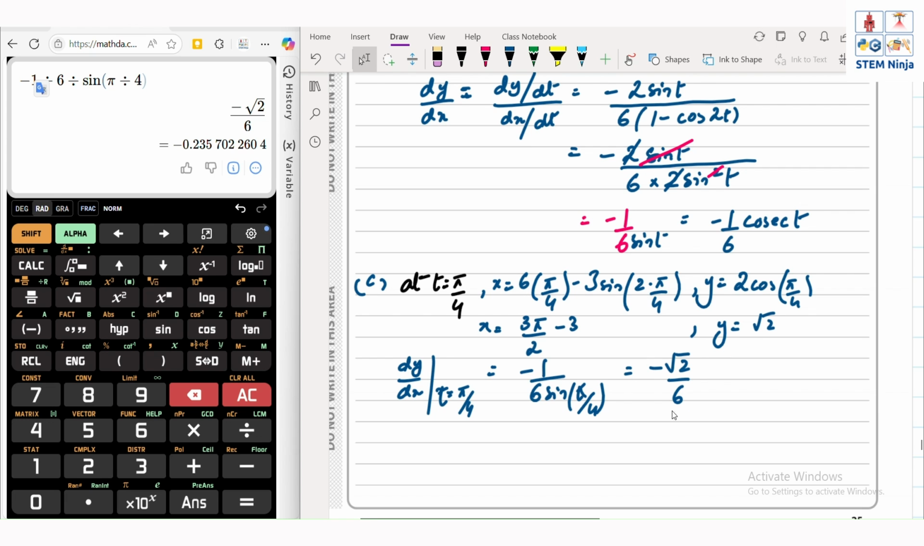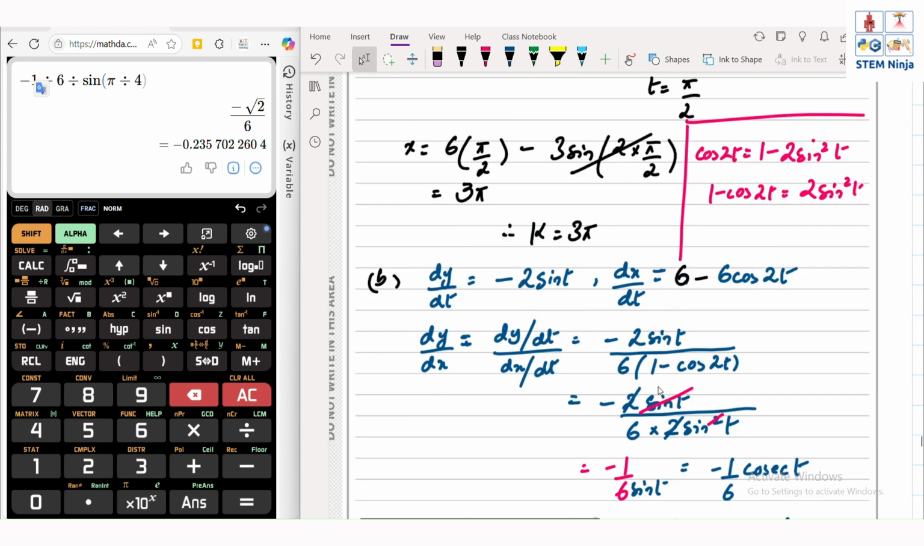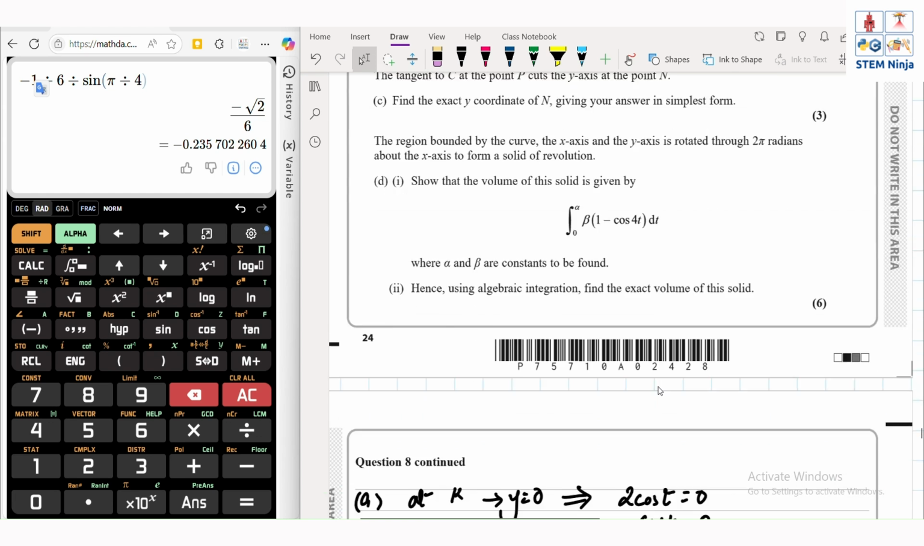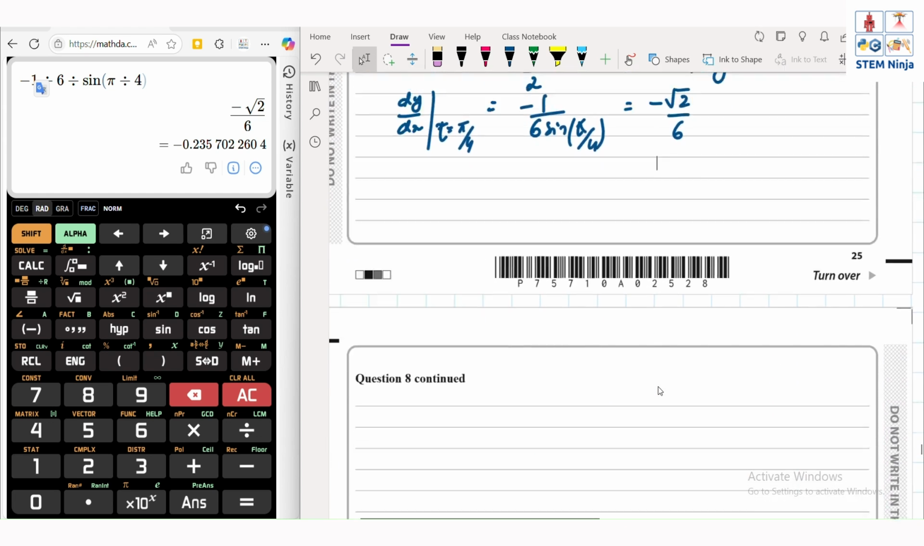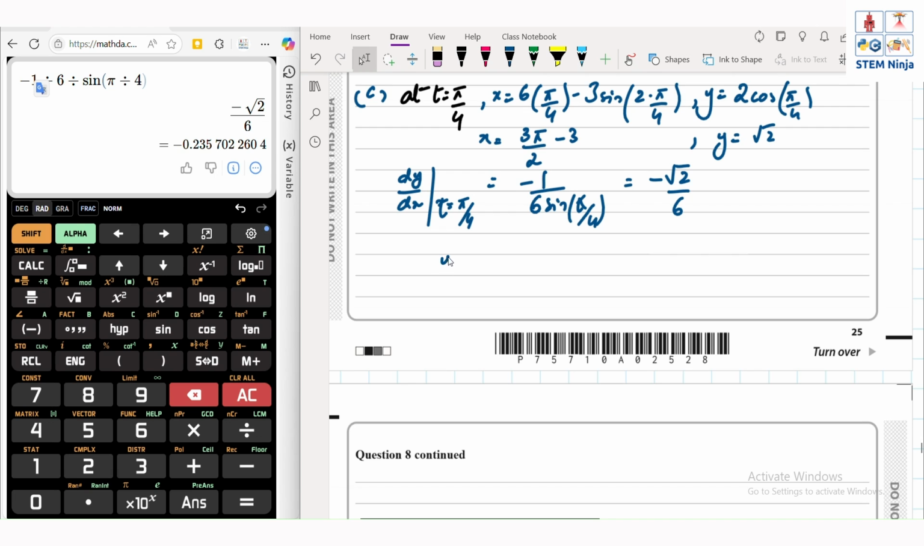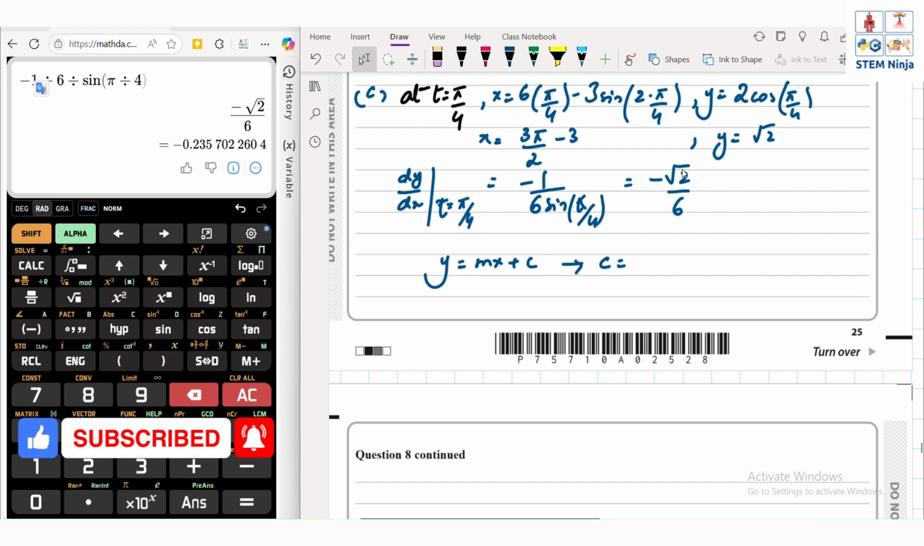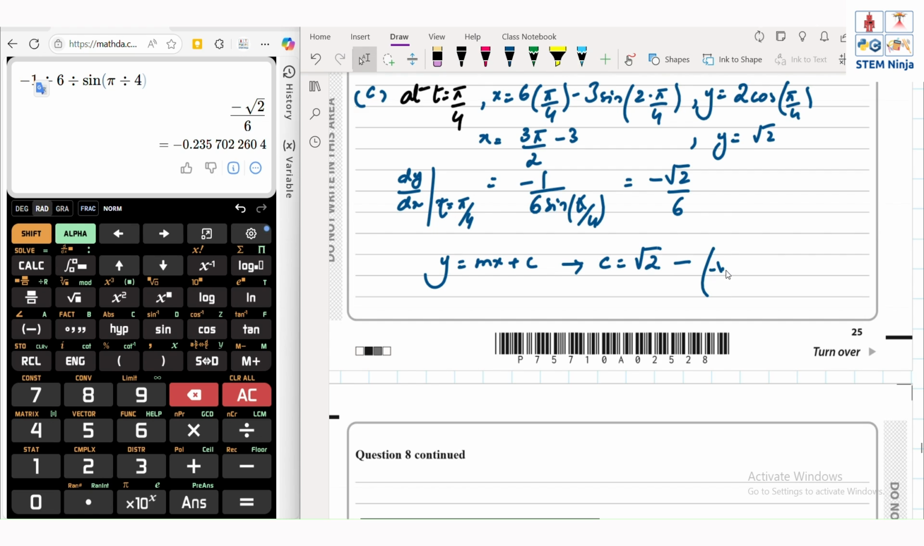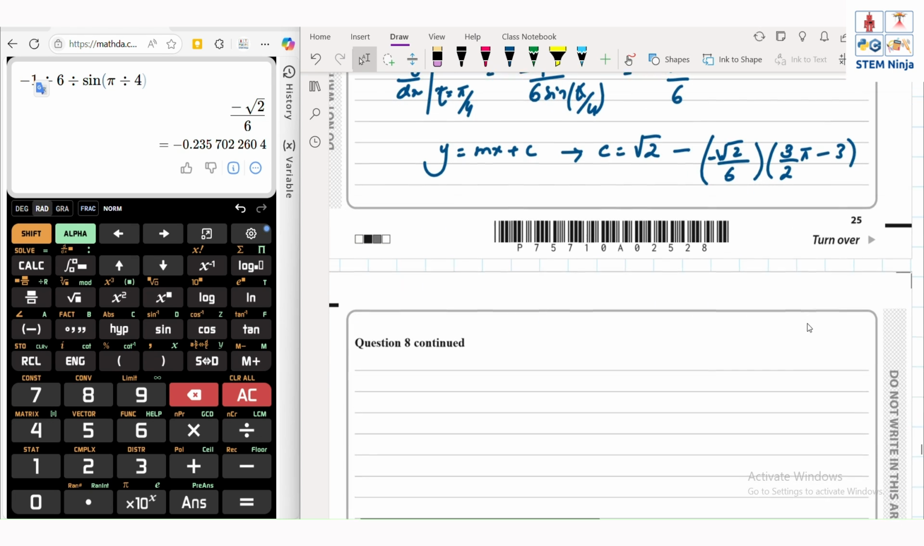Now we just need the y-intercept, because N is where it's cutting the y-axis. So we need to find the equation. y is equal to mx plus c, therefore c is y minus mx. That is root 2 minus minus root 2 over 6 times 3 pi by 2 minus 3. So we need to figure this out.